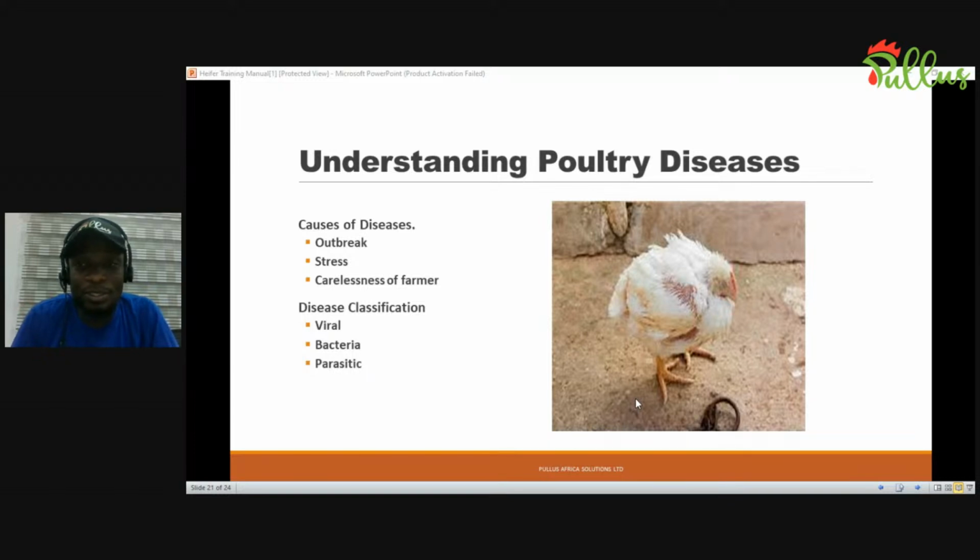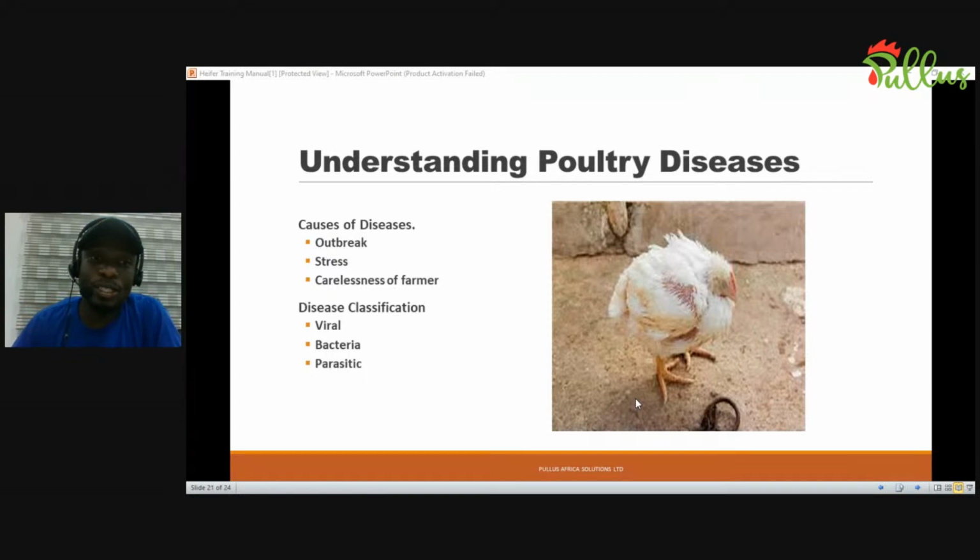Outbreak simply means when there is a certain disease that is very common in a certain area at a certain point in time. For example, there could be an outbreak of Newcastle in a certain environment, and because of that, it might start affecting one farm or the other. So that could result in a disease problem in a certain locality. When there's a disease outbreak, it could be a reason for you to also be affected by that problem at that particular point in time.